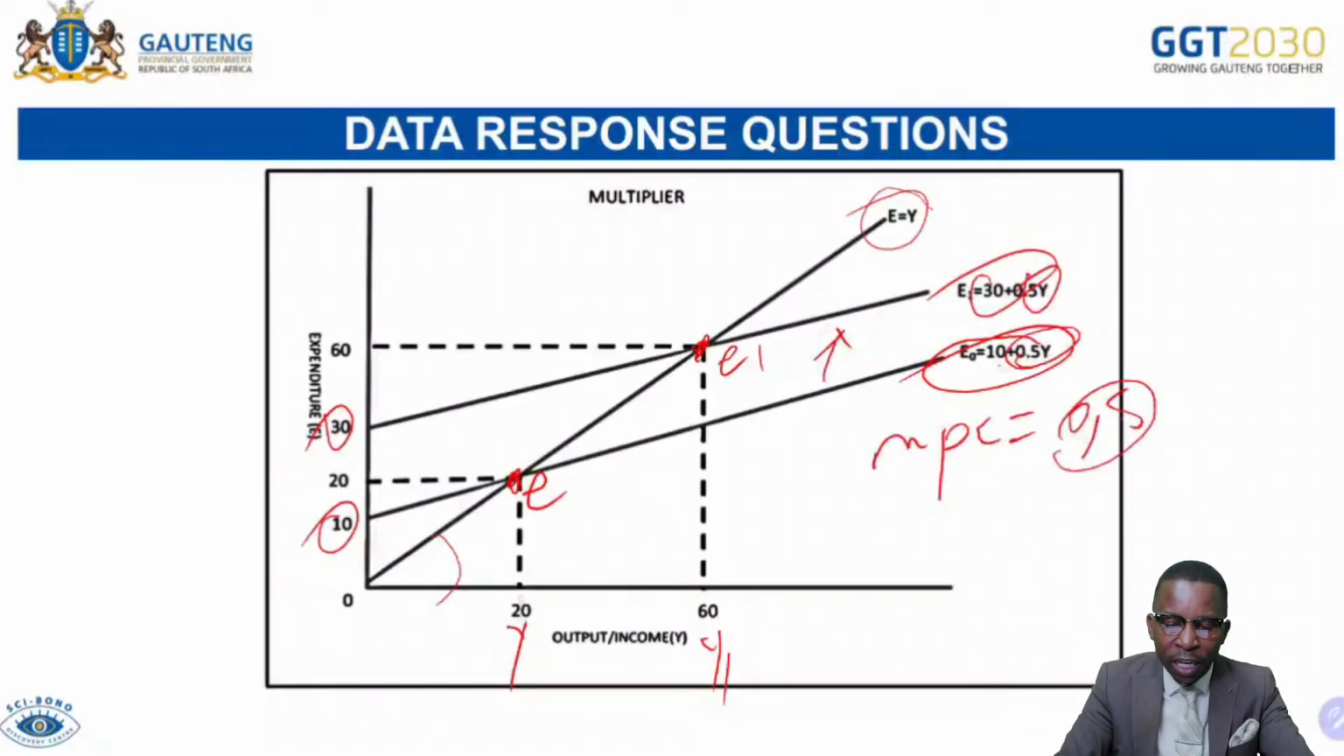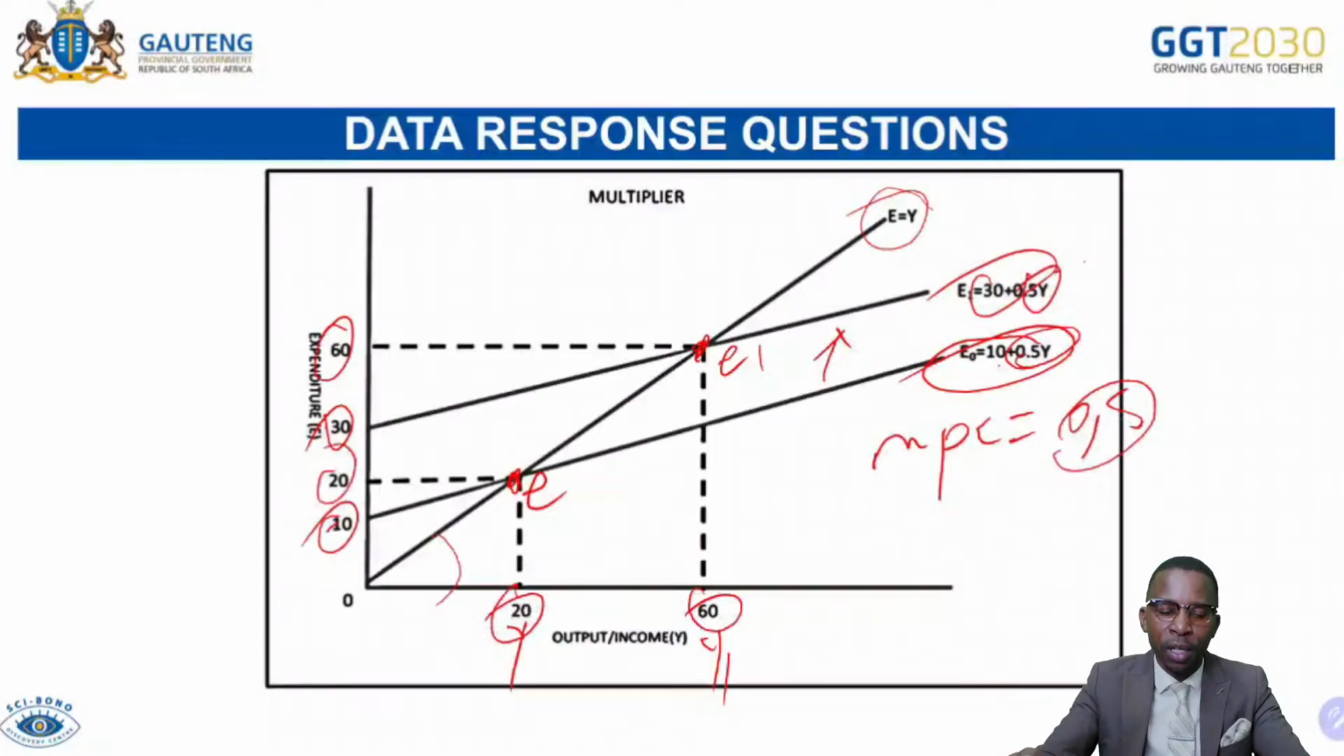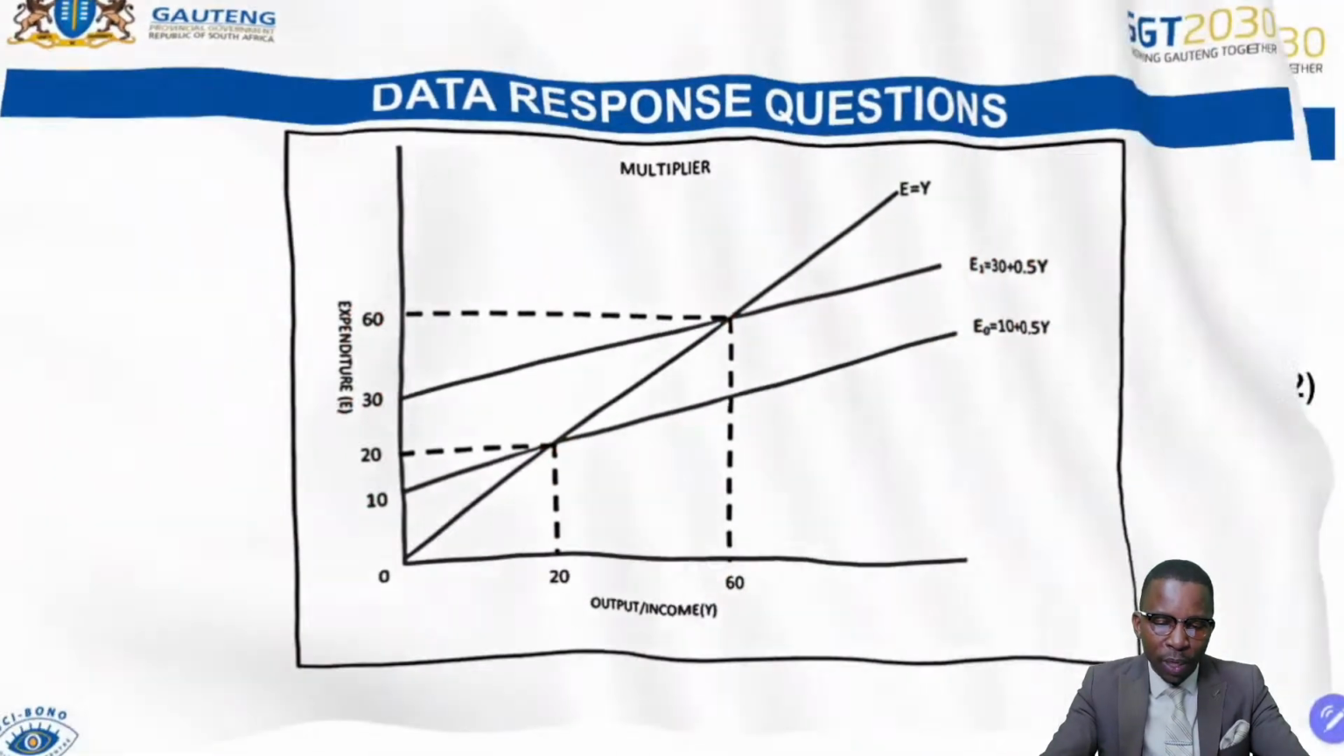Obviously, in this situation, we are given the number and this number. You will be able to calculate either using MPC or MPS, or using the change in the level of income and the expenditure or injection. So let's go further and see what we have in there.